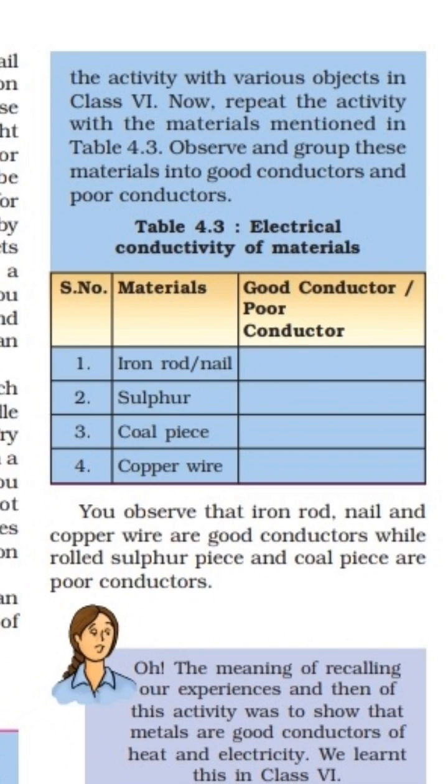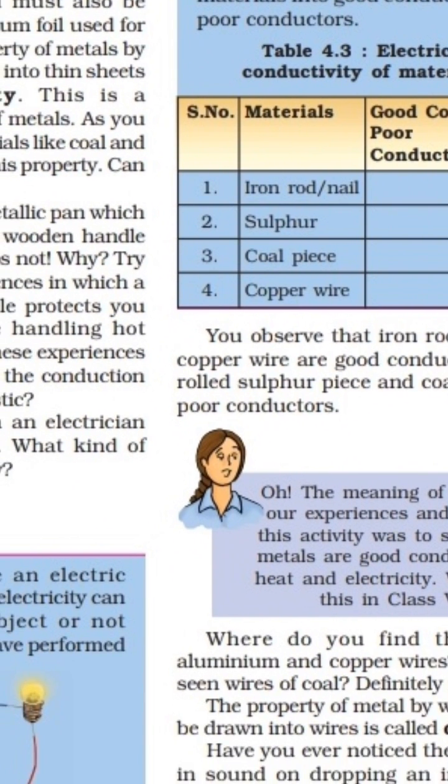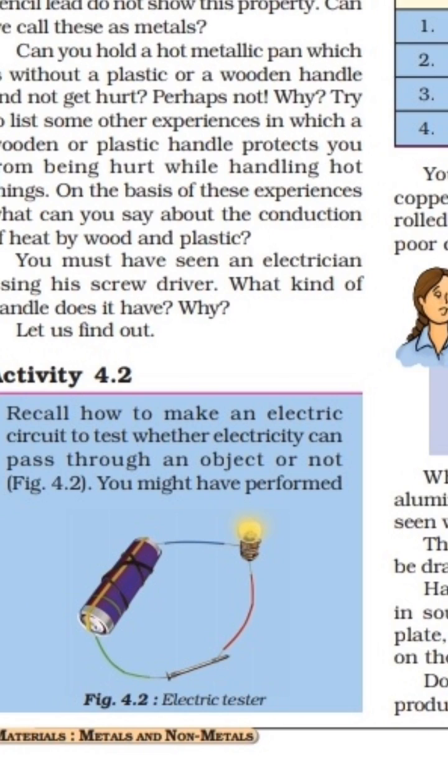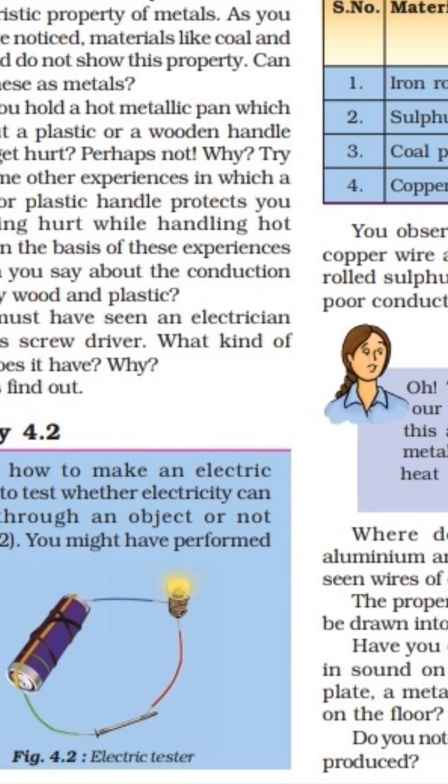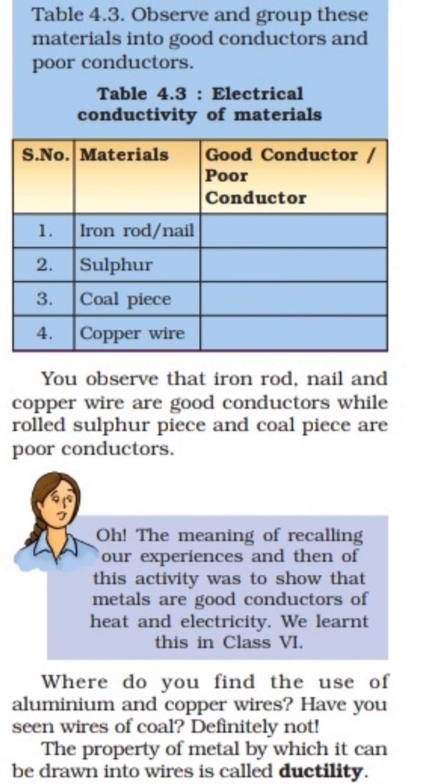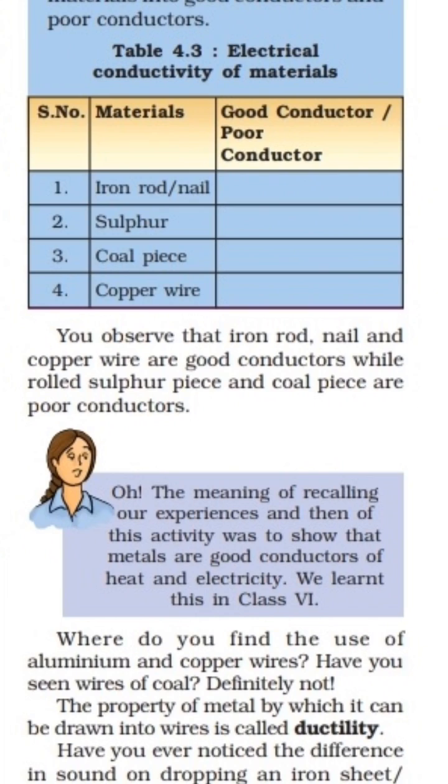Iron rod or nail is a good conductor of electricity. When we use the iron nail in the circuit, the bulb glows, so we can say it is a good conductor of electricity. When we use sulfur, the bulb does not glow, so it is a poor conductor of electricity. A coal piece also cannot pass electricity, so it is a poor conductor. Copper wire, which is also used in the wires, makes the bulb glow, so copper wire is a good conductor of electricity. You observe that iron rod, nail and copper wire are good conductors, while sulfur piece and coal piece are poor conductors of electricity.